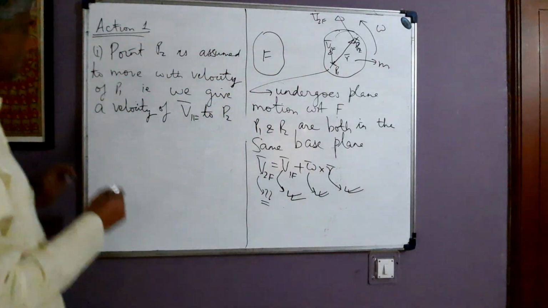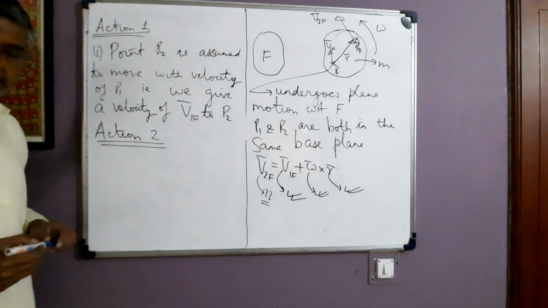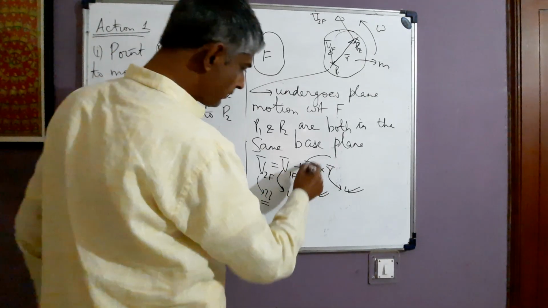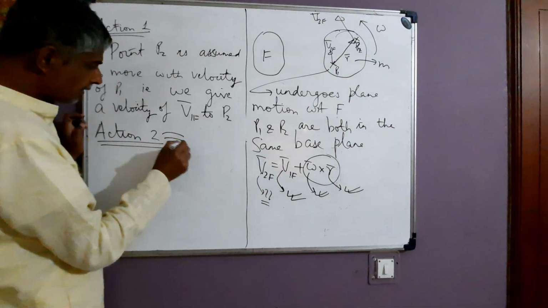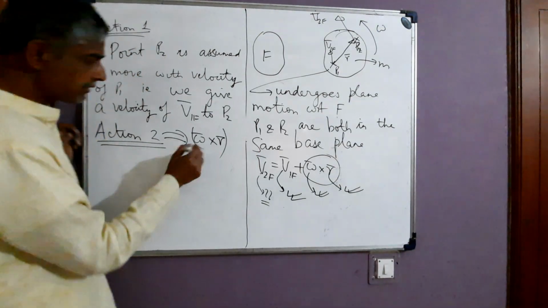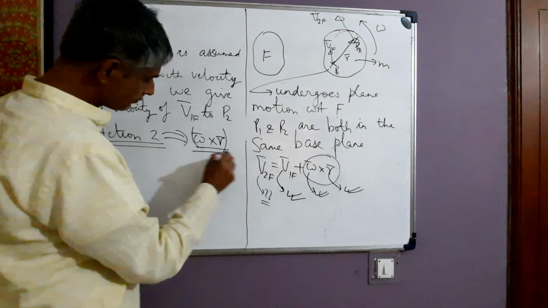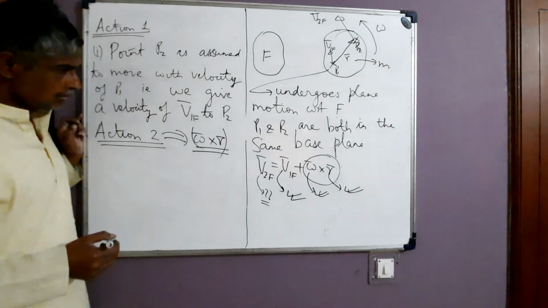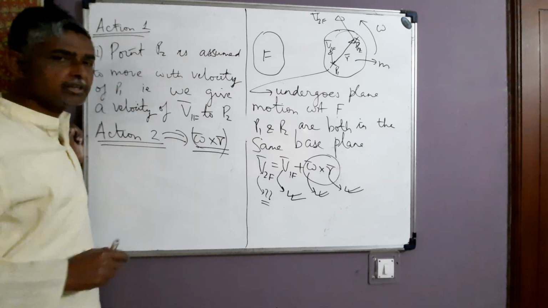Now the second action. The second action is the evaluation of the term omega cross R without using the IJK notation concept. So how do you evaluate this omega cross R without using the determinant notation?